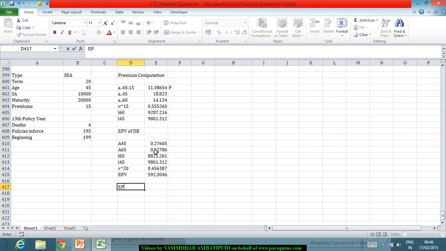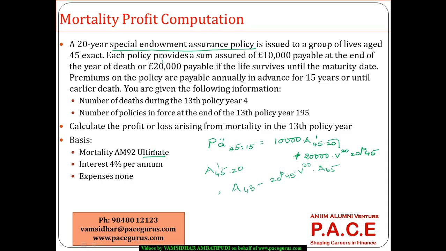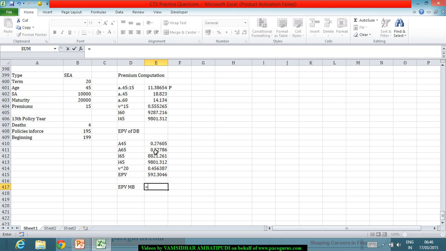Similarly, I can talk about the expected present value of the maturity benefit. Here it is straightforward: 20,000 times v^20 times 20p45, where 20p45 is L65 by L45. So this is the expected present value of the maturity benefit. Based on this, I can very well compute the overall premium that is required for this.